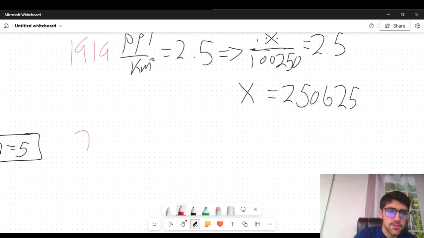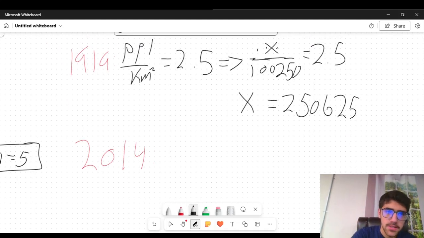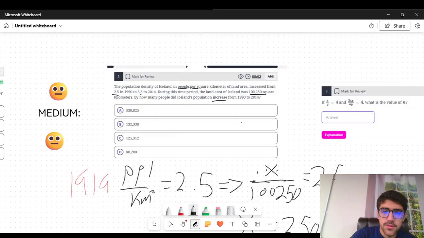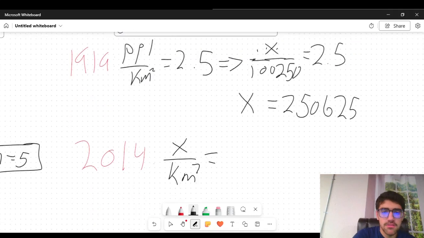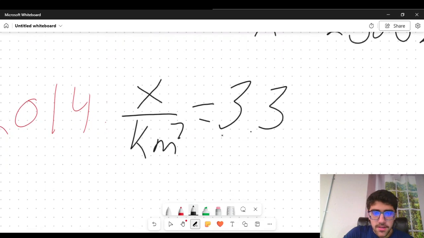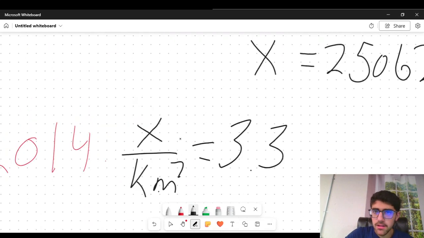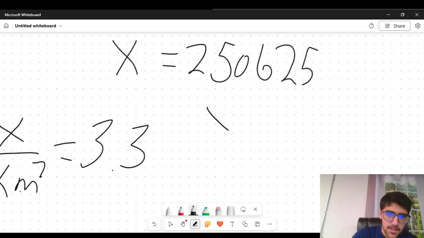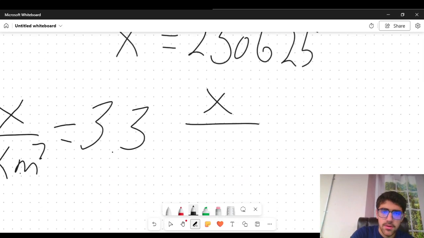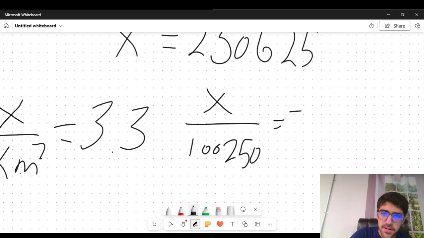And then solve for 2014. What do you get? You do the exact same procedure. So let's put x again for people. x over kilometer squared, so that ratio is equal to, in 2014 it was 3.3. Plug in the kilometers that were given. So x over 100,250 is equal to 3.3.